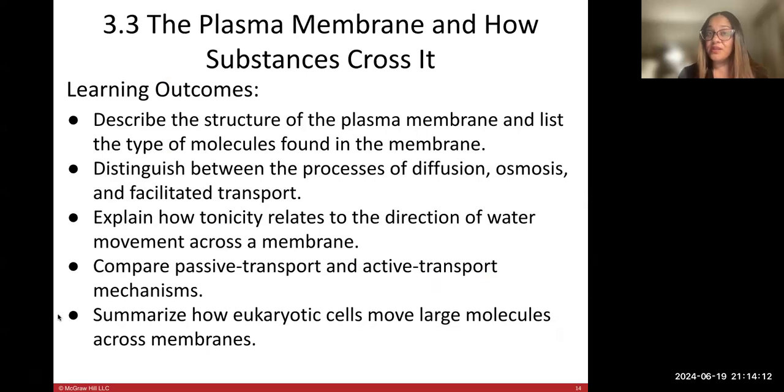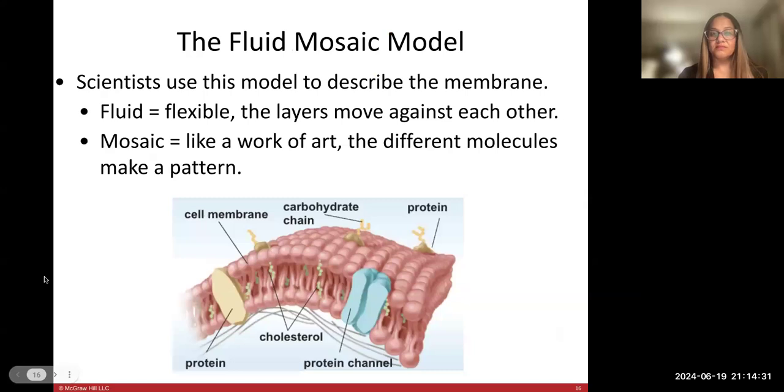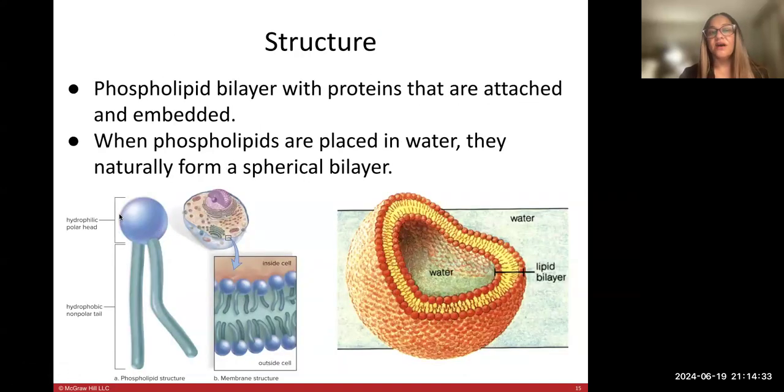The next section is strictly about the plasma membrane and how substances cross it. So the structure is a phospholipid bilayer with proteins that are attached and embedded. When phospholipids are placed in water, they naturally form a spherical bilayer. On the left, that is one phospholipid.